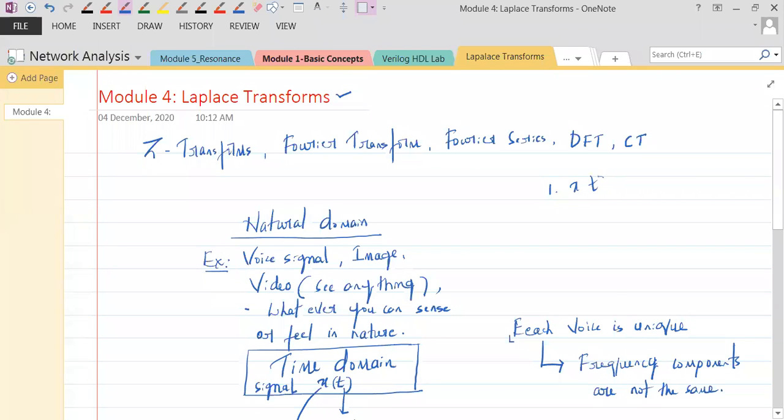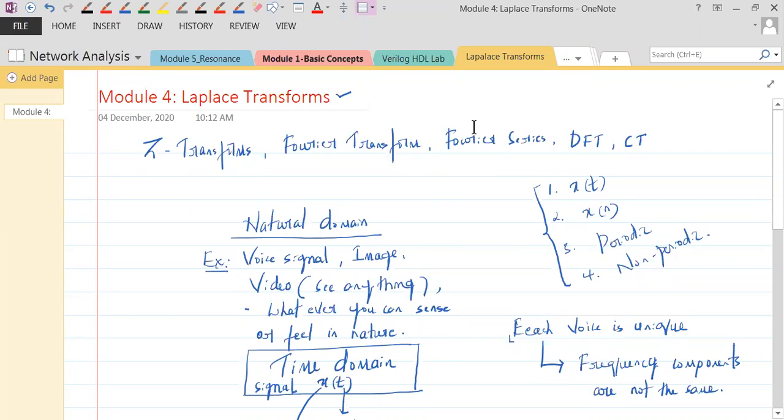As I said, there are different types of signals, which are those: continuous time signals x of t, then discrete time signal, then periodic signal, then we can say non-periodic signal. So there are different types of signal. Not all the signals are suitable when it comes to application of these transforms. Not all the transforms are applicable to all the signals.